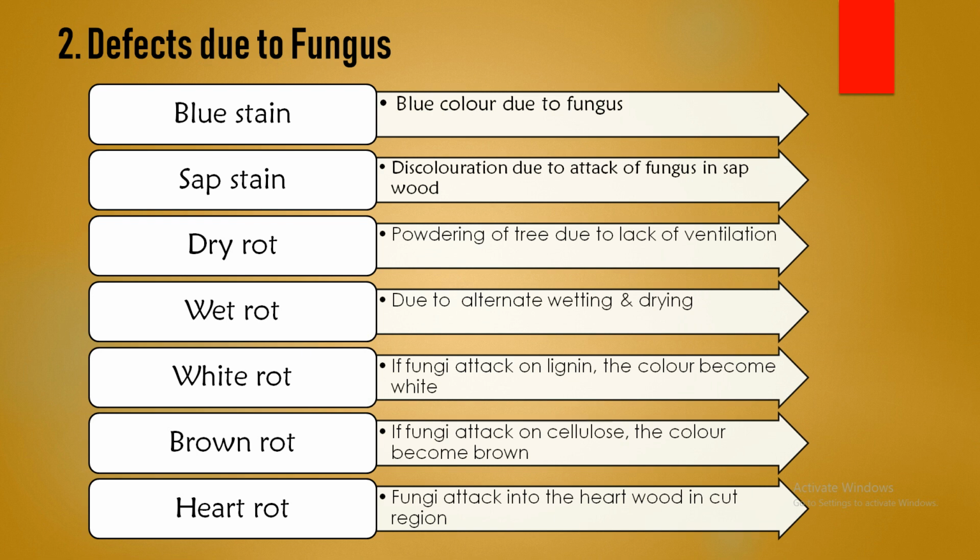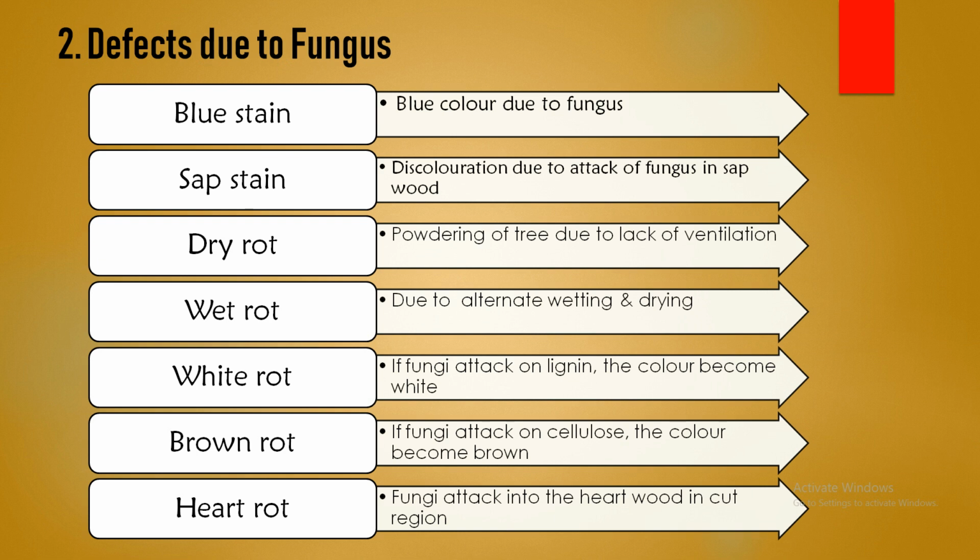The first one is blue stain. A blue stain is the blue coloring of the timber due to the attack of fungus. Second one is a sap stain. Sap stain is the discoloration due to the attack of fungus in the sapwood, hence the name sap stain. The discoloration may be any color or a variation in the color due to the attack of fungus in the sapwood.